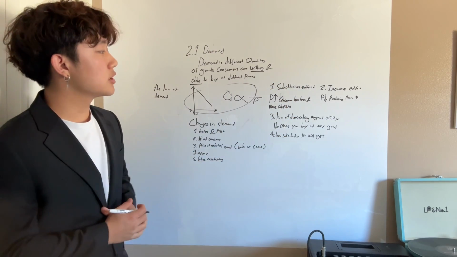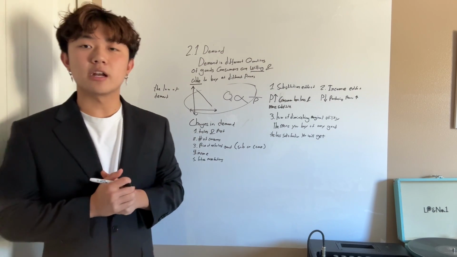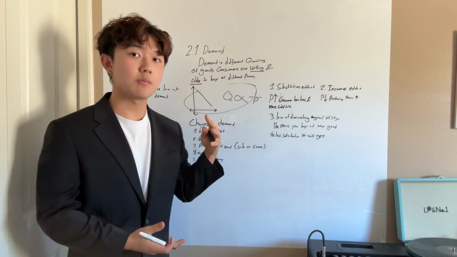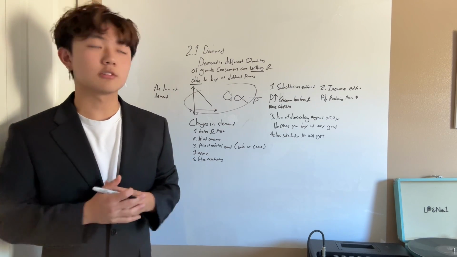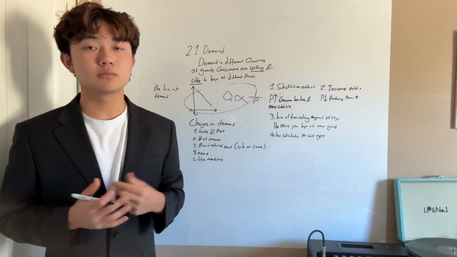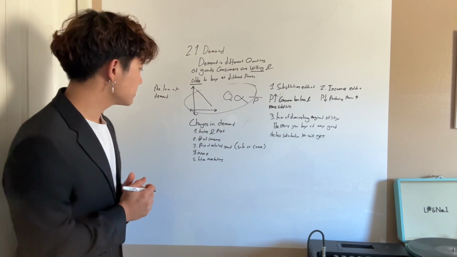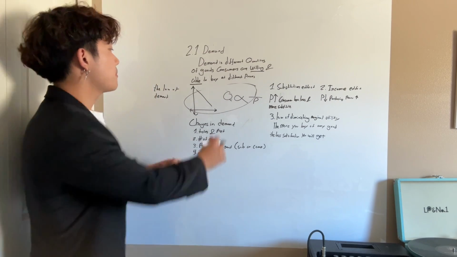3. Law of diminishing marginal utility. The more you buy of any good, the less satisfaction you get. For example, a carton of milk. If you drink one sip of a carton of milk, you'll like it. It tastes great. But if you drink half a gallon, you'll start to like it less and you'll want to throw up. Now, back to the demand curve.